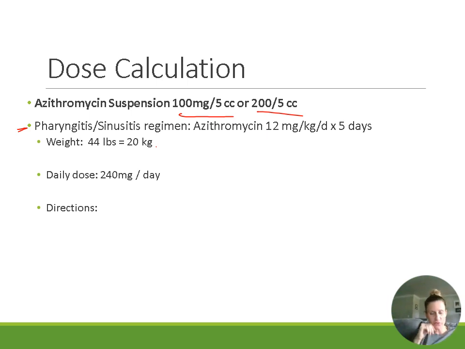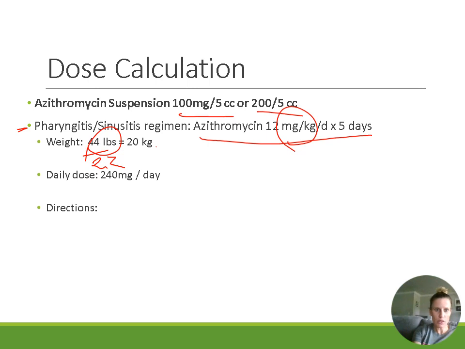The recommended dose for children is azithromycin, 12 milligrams per kilogram per day, and we're going to give him that for 5 days. So we're dosing it in milligrams per kilogram. The weight was given to us in pounds, so we need to convert pounds to kilograms. Hopefully you all know there are 2.2 pounds in every kilogram. So 40 pounds, 40 divided by 2.2, equals 20. So the patient weighs 20 kilograms.